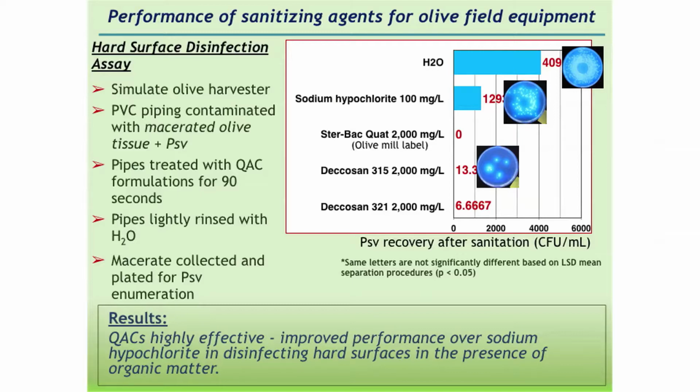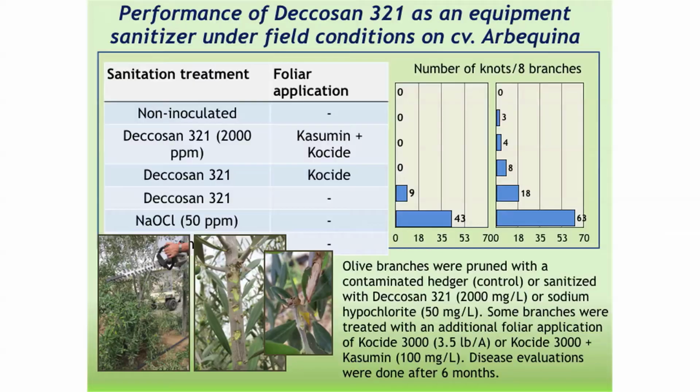And the product we were working with is Decosan 315, and at 2,000 parts per million, it provided very similar results to the quaternary ammonium compound used in the olive milling process. So we moved forward. We showed that it works in the presence of organic matter, and we did some tests here.